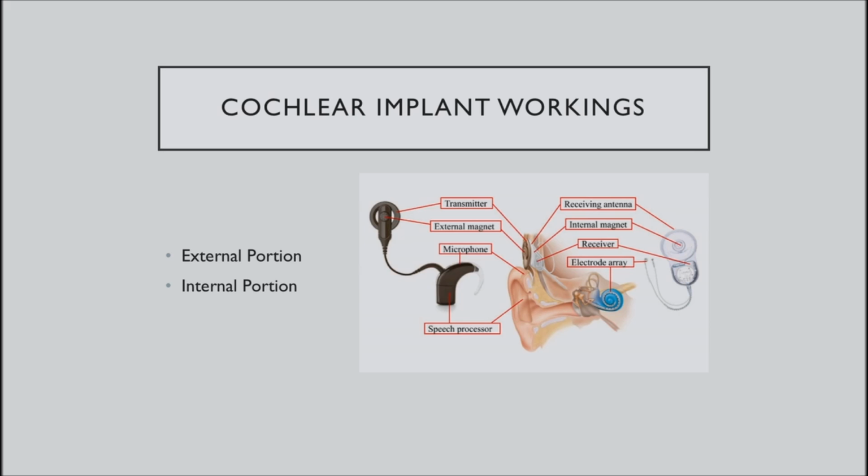The external portion of the cochlear implant has multiple parts. A microphone detects sounds from the environment. A speech processor will take these sounds and distinguish them, and a transmitter will transmit these processed sounds to a receiver inside the body. The internal portion of the cochlear implant has a receiver and an electrode array. The receiver converts the processed signal into electrical stimuli, and the electrode array receives these electrical stimuli and applies them to the auditory nerve.